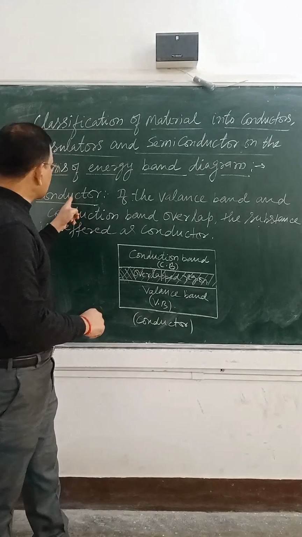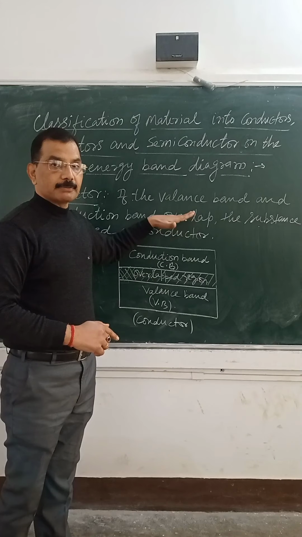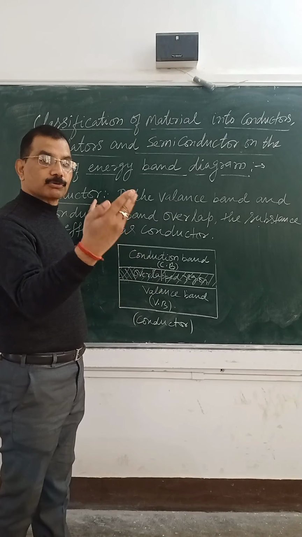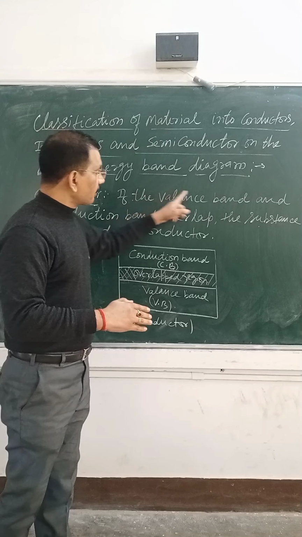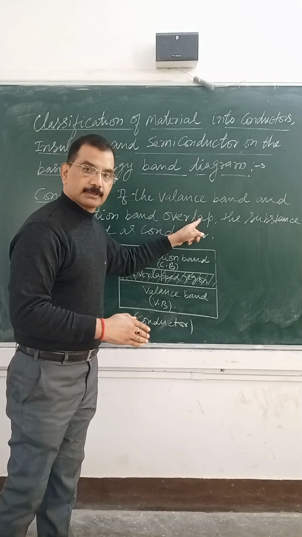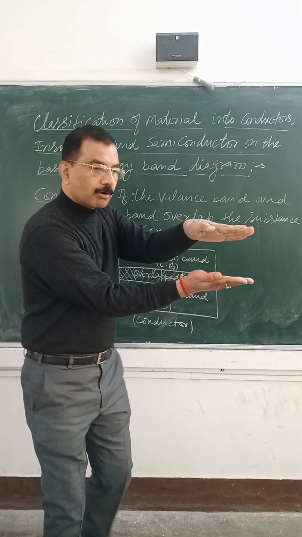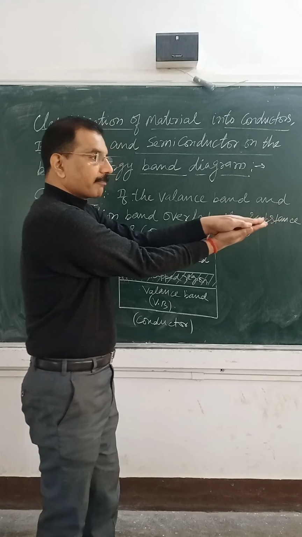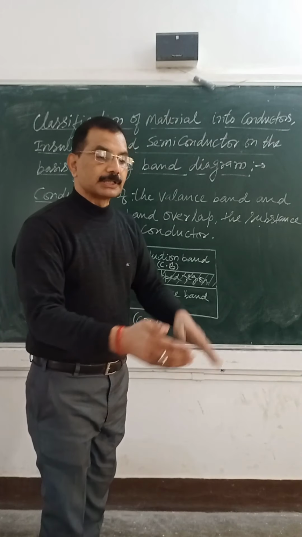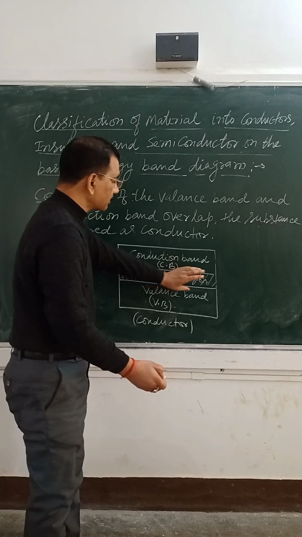So first one, conductor. Actually, on the basis of this energy band diagram, I am going to classify between the conductor, insulator and semiconductor. So conductors are those materials in which the valence band and conduction band overlap. मतलब कि कंडक्टर वो है जिसमें वैलेंस बैंड और कंडक्शन बैंड दोनों ओवरलैप कर जाता है. And when both are overlapping, then forbidden energy gap becomes zero. इनके बीच में फॉरबिडन एनर्जी गैप या तो बहुत कम हो जाती है या तो ओवरलैप कर जाएंगे, तो ये फॉरबिडन एनर्जी गैप जीरो हो जाती है.